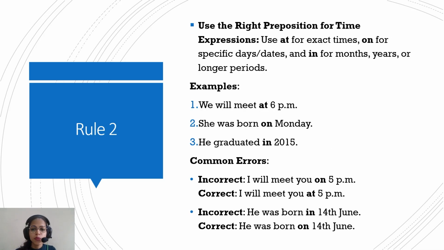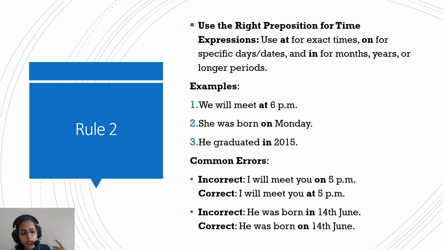Okay. Use the right preposition for time. You use at for exact times, on for specific days or dates, in for months, years, or longer periods. So we are discussing three prepositions here: in, at, on. You use at when you're talking about some exact time. So we will meet at 6 p.m. Exact time, 6 p.m., so we will use at.